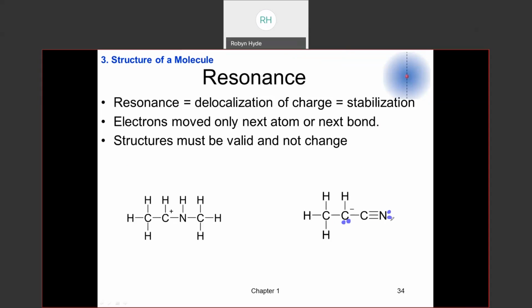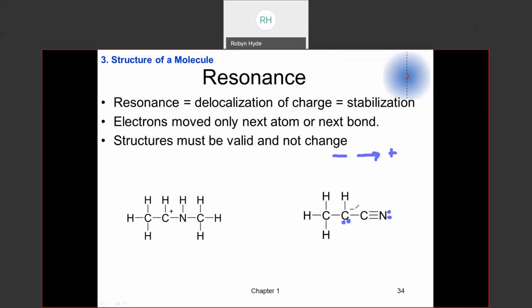Okay, is there a resonance form? I'm going to give you that answer first. Is there a resonance form? The answer is yes, there is resonance here. It is not as obvious. What I highlighted is that we're always moving from negative to positive.